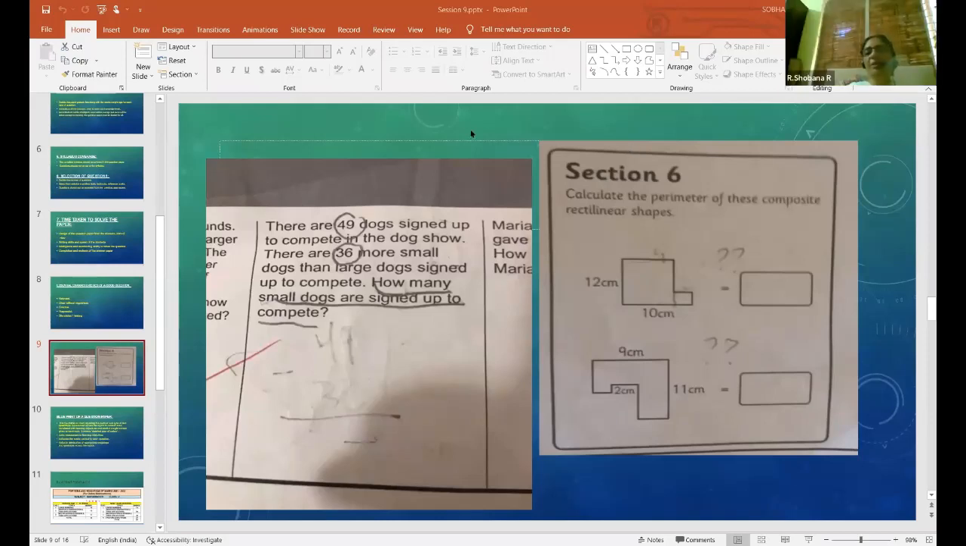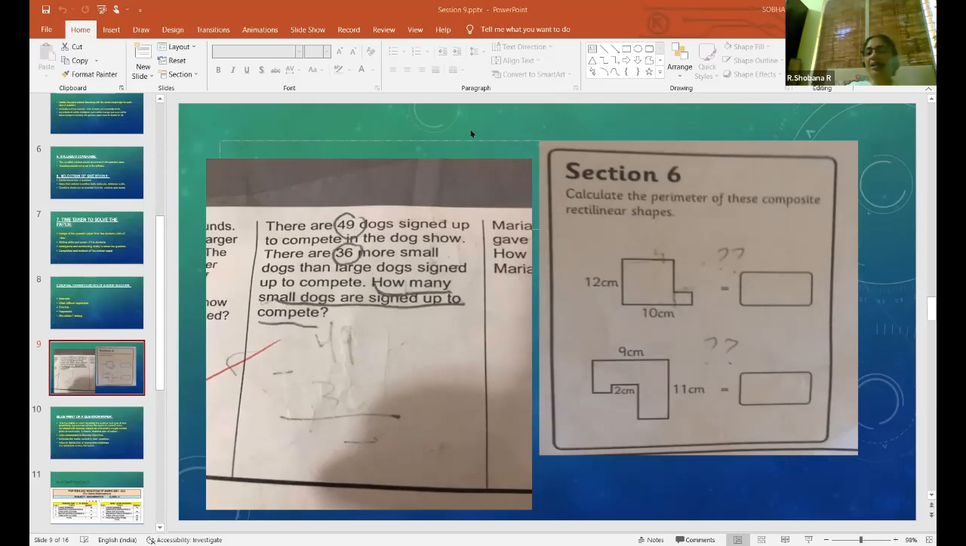Yes, it is possible. But when a child sees this diagram, what would she think? What would he or she think? All the parameters are not given, so how can I solve? Very good, Divya. So she would think the length is given, but the breadth is not given. And the small portion, what is the length of that? It is not given.